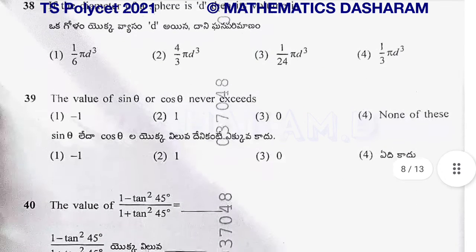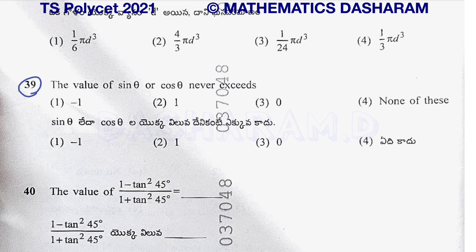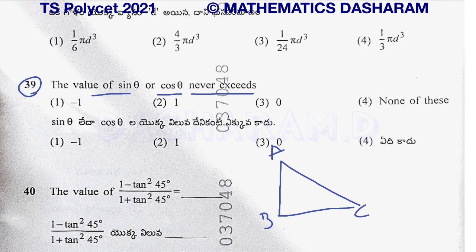Next, question number 39. The value of sin theta or cos theta never exceeds. See, in a right angle triangle ABC, angle B is 90 degrees. So here is theta. AC is the hypotenuse, and we know very well the hypotenuse is the greatest side when compared with the other two sides. So AC is greater than AB and BC.